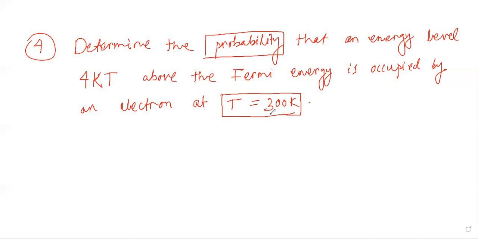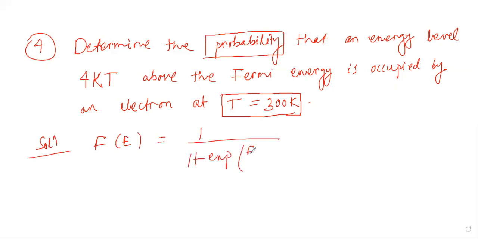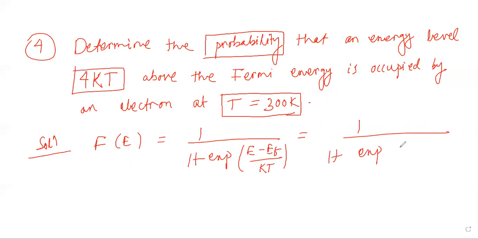So probability means we need to find out the Fermi distribution function, because that gives us the probability of finding the electron in a particular electronic state, right? So in the solution we can just write f. We know f is equal to 1 divided by 1 plus exponential of (e minus ef) divided by kt. The gap is already given, which is 4kt here, right? So substitute that, we can write it to be 4kt divided by kt.